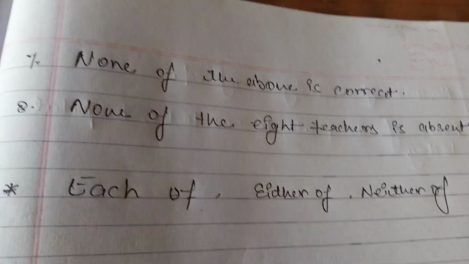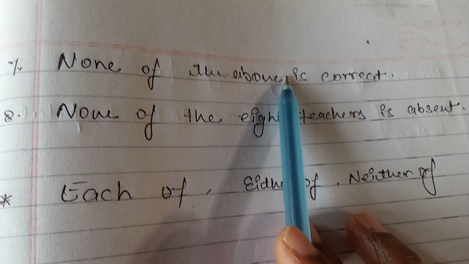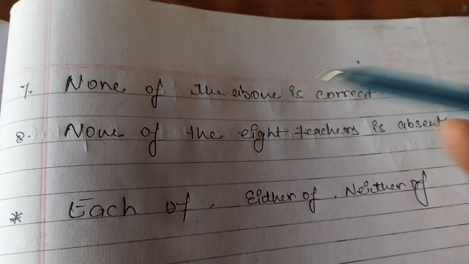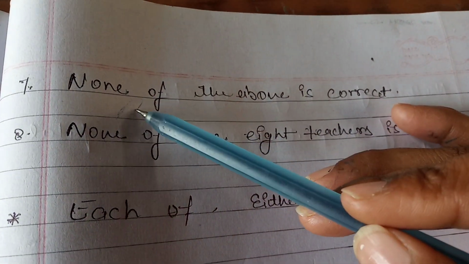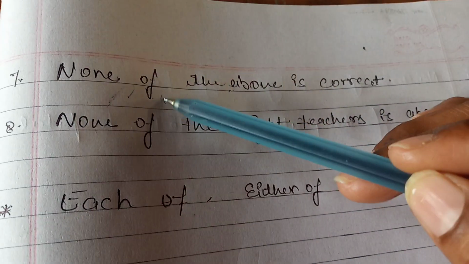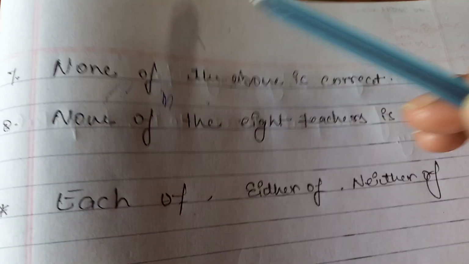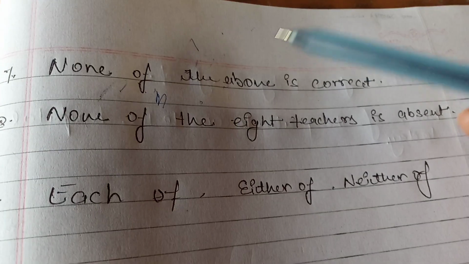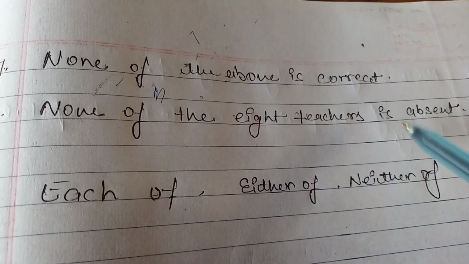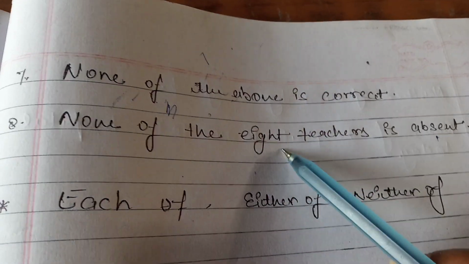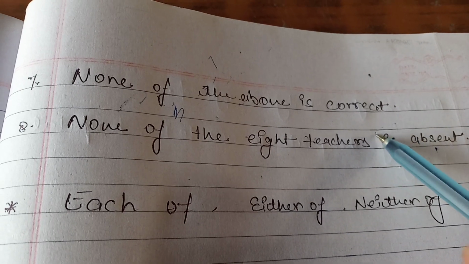Next, see where we can use none. None of the above is correct. Here you are watching that none is a word which is used for more than two. Because there is no numerical value given that it is 1, 2 or 3, that means more than 2. None of the 8 teachers is absent. None of the 8 teachers means more than 2. That's why the auxiliary verb is singular.